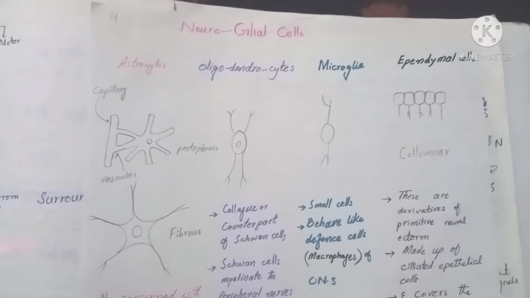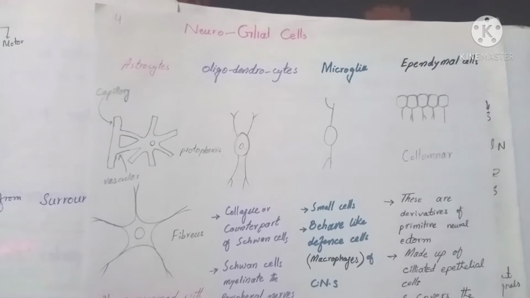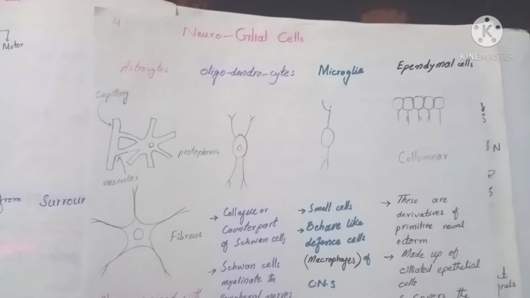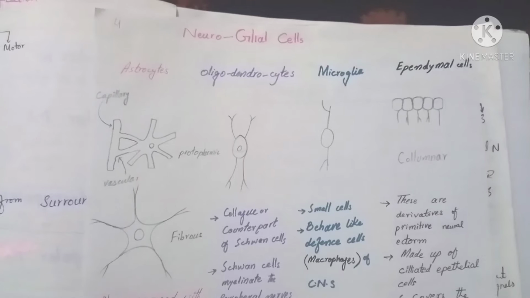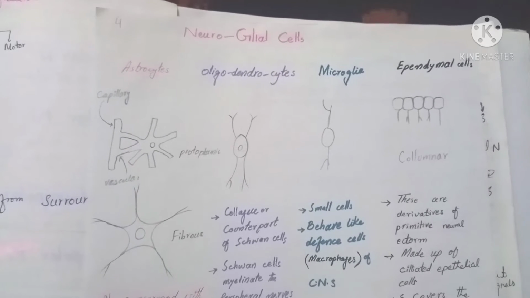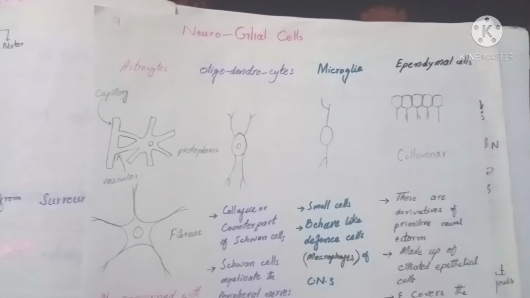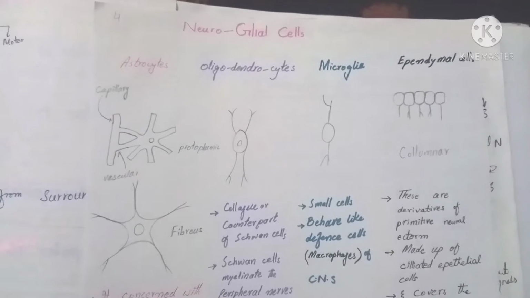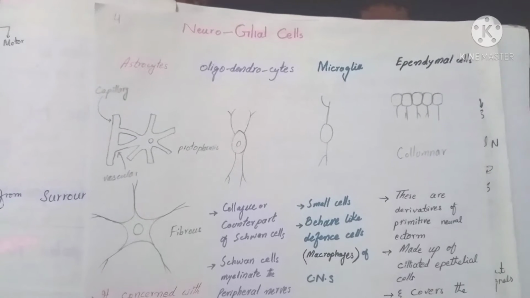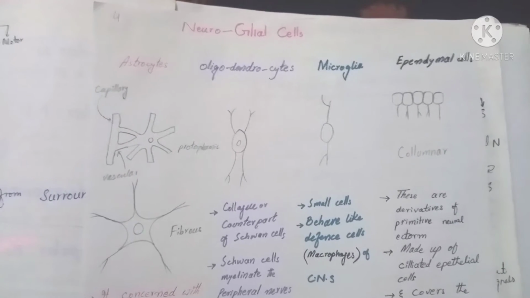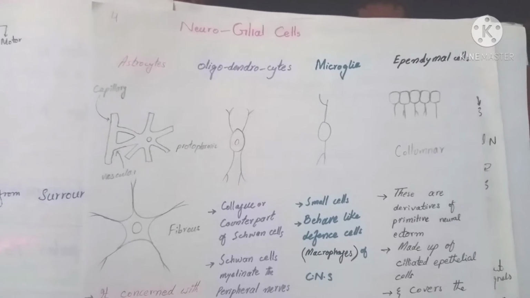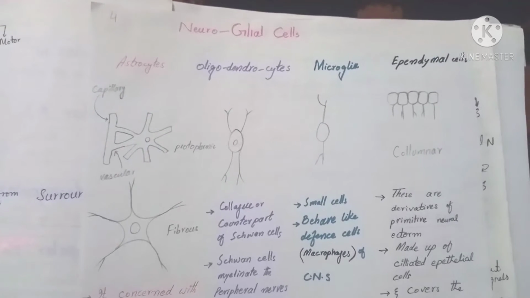Today I want to talk about neuroglial cells, and last time we talked about a functional classification of neurons. There were, I said, two types of neurons according to function, that were sensory neuron and motor neuron. So today I want to talk about neuroglial cells.